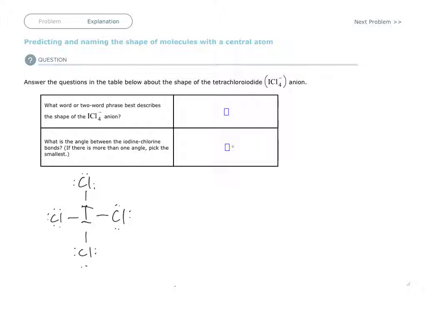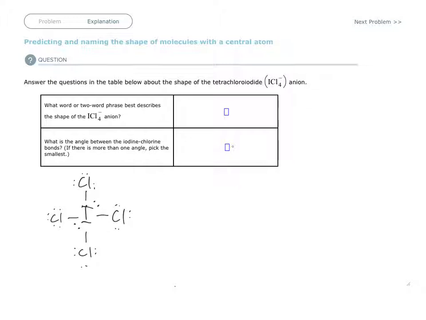I need 2 more. Well, I can't put any more around the chlorine because chlorine's stuck out on the outside. They already have an octet, so I'm going to have to put 2 more on the iodine. So let's keep them away from each other. Put 2 there and there. So how many groups are attaching to the iodine? Well, I've got 4 bond pairs plus 2 groups of lone pairs. So I have 6 things, 6 groups attaching to it.